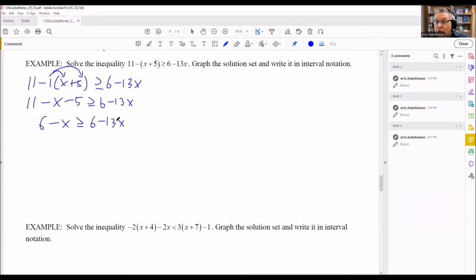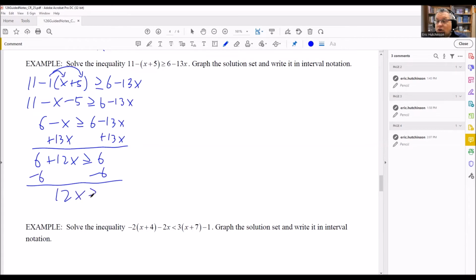x's here. We want to put all this on the same side of the equation. So I'm going to add 13x to both sides. If we do that, we get 13 and then -1, so we get 12. So 6 plus 12x greater than or equal to 6. We want to get x by itself, which means we have to subtract 6 from both sides.